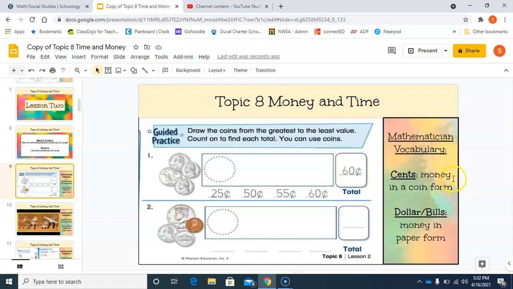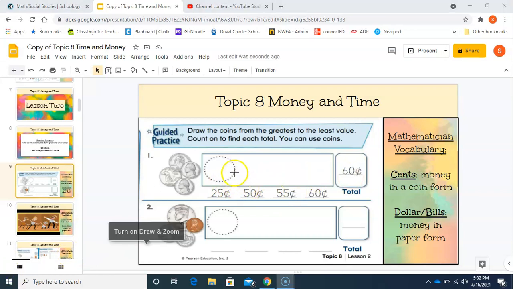Remember that cents are money in coin form, and they're made with a C with a line through it, and then dollar bills are money in paper form. The sign for dollar bills is an S with a line through it. All right, so today we're going to be drawing the money in order and then counting it. So they have a pile of money here, and we're going to put the coins in order, and they've kind of given us hints here on the first one.